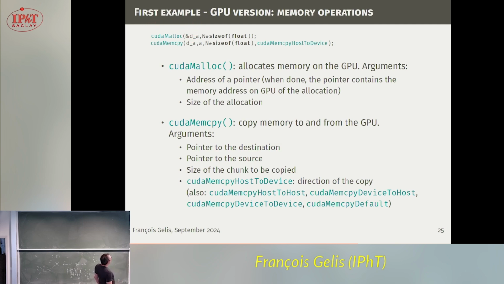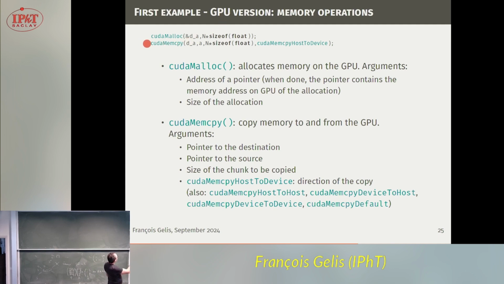And then, the normal malloc doesn't have this first argument. You get the address as the output of the malloc function, while here, you pass the address of the pointer to the function, and the function will write the address into the pointer. The rest is the same. You tell the function what size you want to reserve in memory. So here, n times the size of the float.